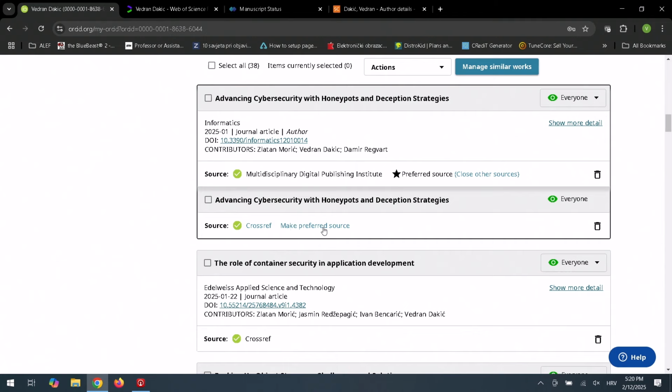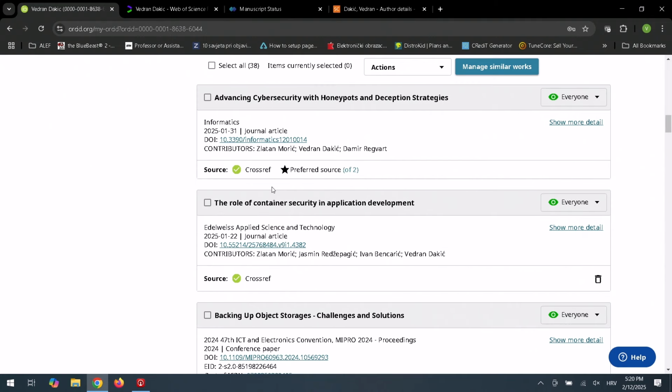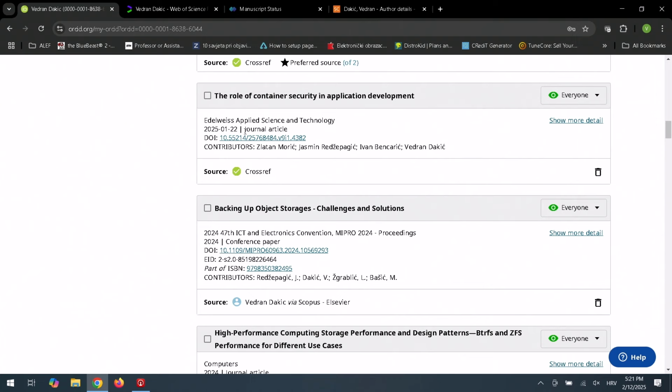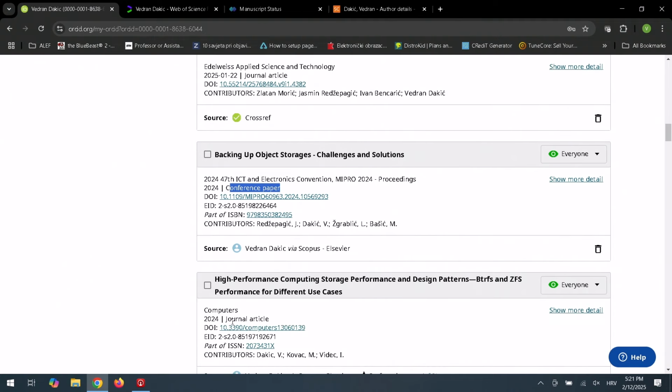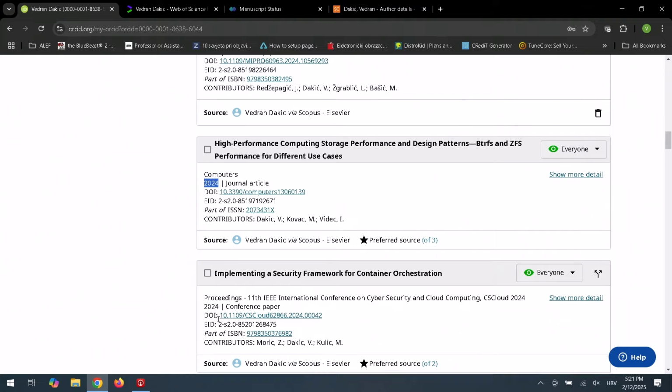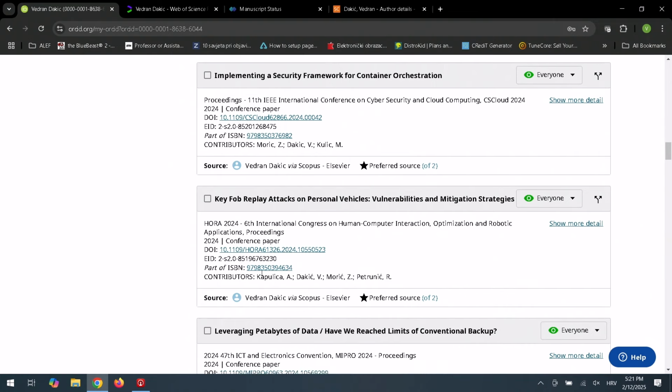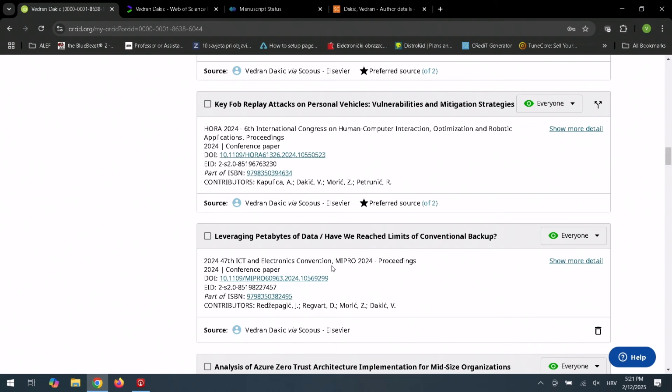But most commonly, we have Crossref as a preferred source because it's third party. It is not managed by a specific scientific publishing house or corporate entity or whatever it is. So most of them are there. Then you can see that it also gets the metadata. Some of them are journal articles, some of them are conference papers, some of them are published in a certain year, 2024, some of them, if I go a little bit lower, are 2023 and whatnot. Some of them are IEEE conferences, some of them are not, some of them are local conferences.